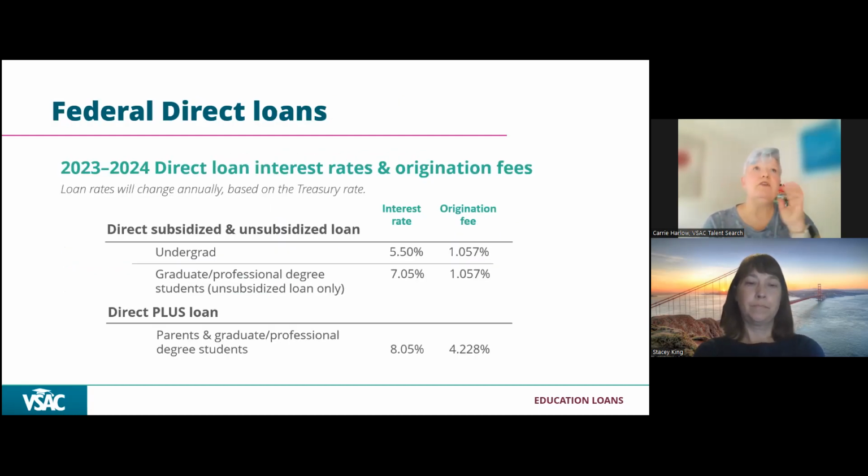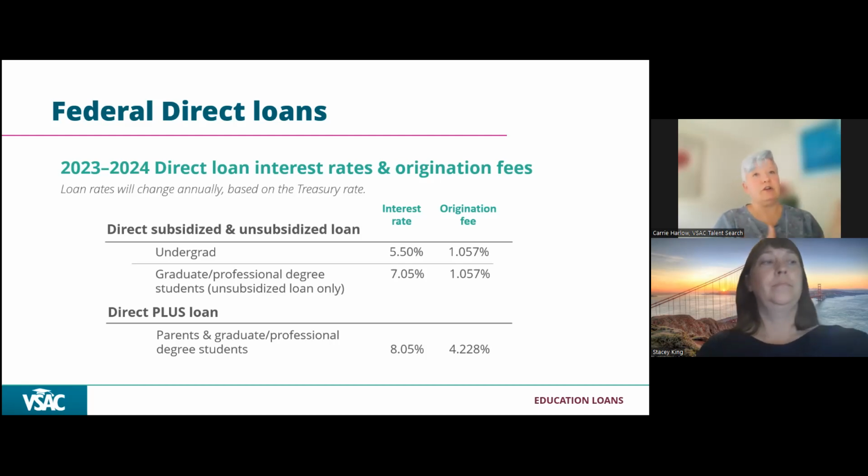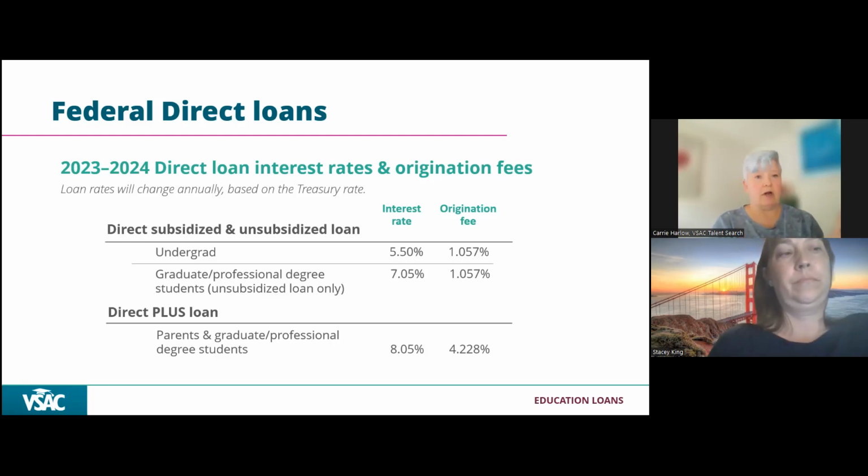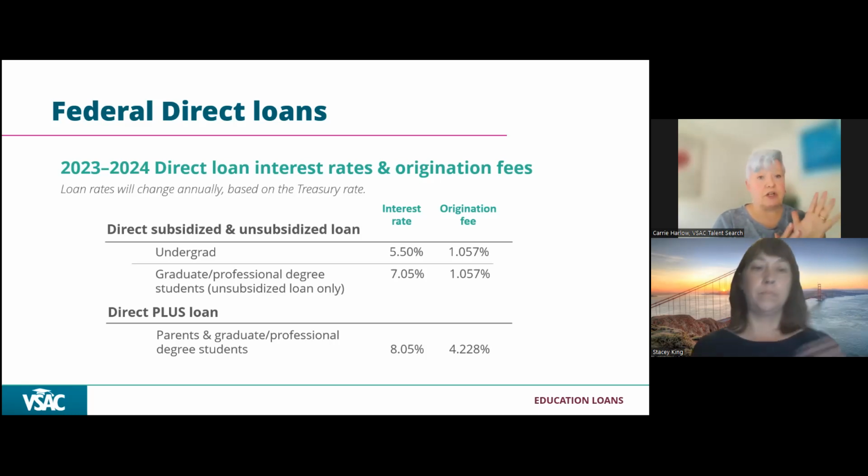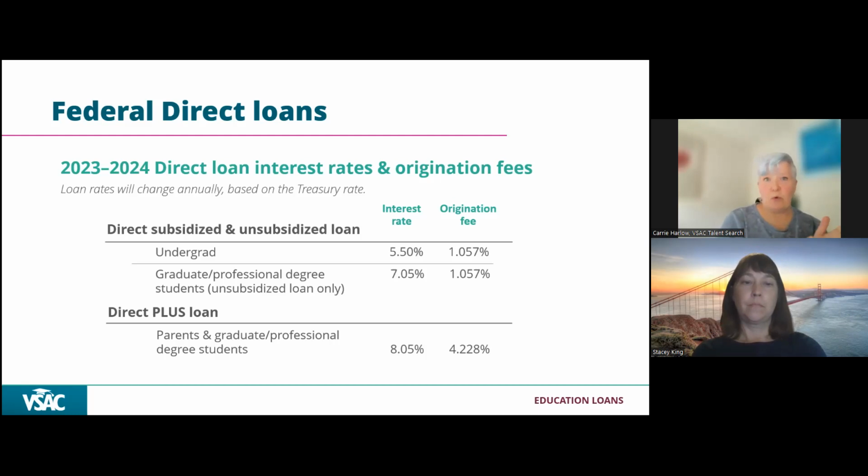So I wanted to give you the interest rates. Those interest rates are for the current year that we're in right now, 23-24. Those interest rates get updated every year as of July 1. And those are set by the federal government, and it's tied to the Treasury rate. So undergrads this year, the interest rate is 5.5%. The Direct Plus loan is 8.05%, and there's an origination fee.